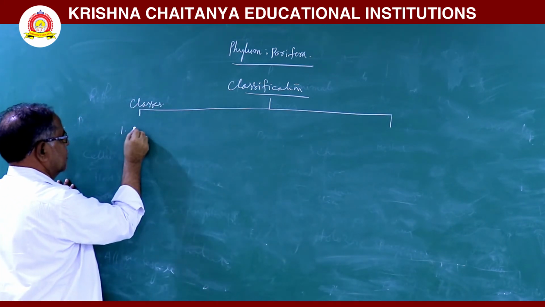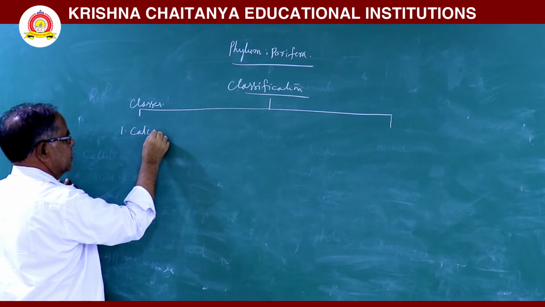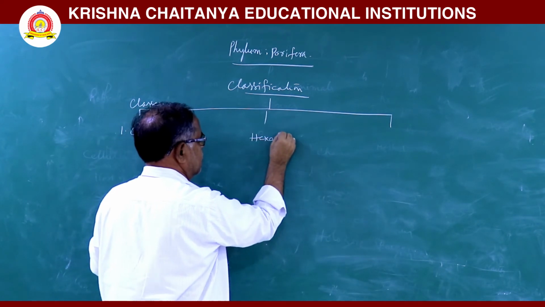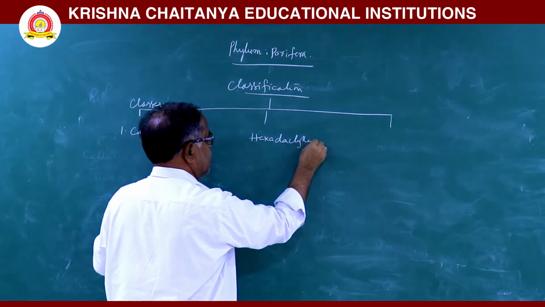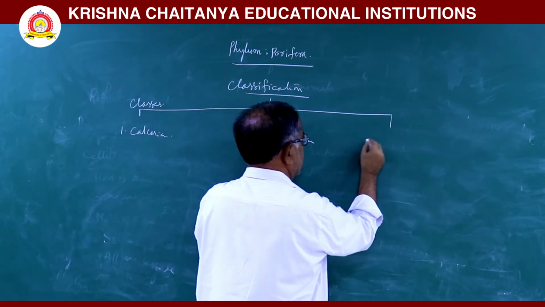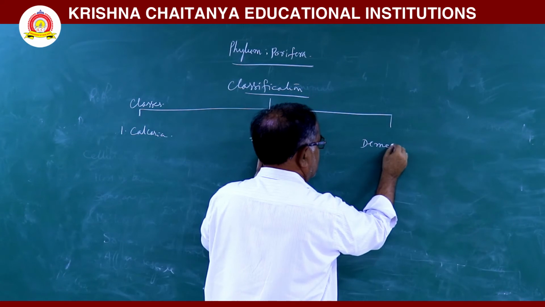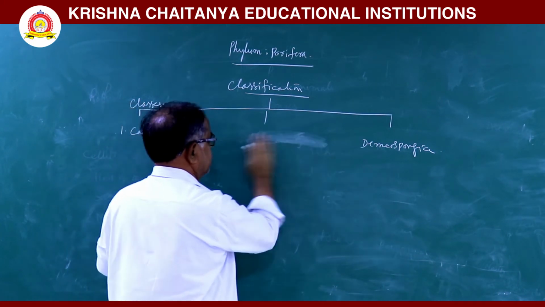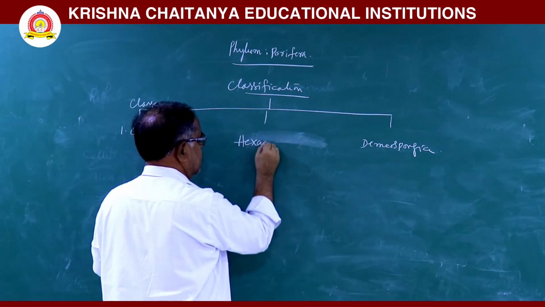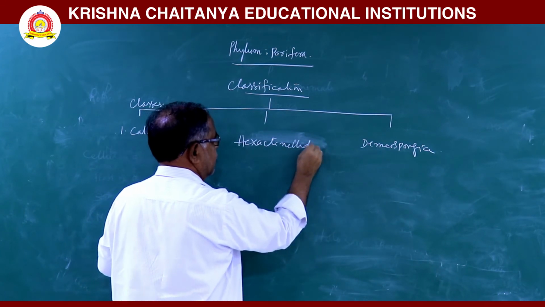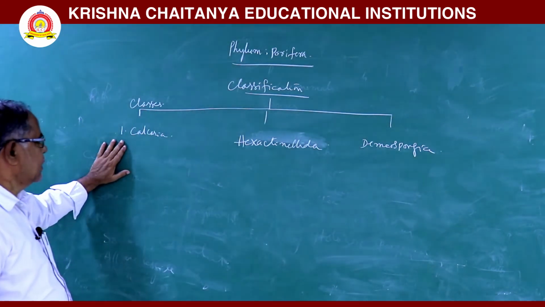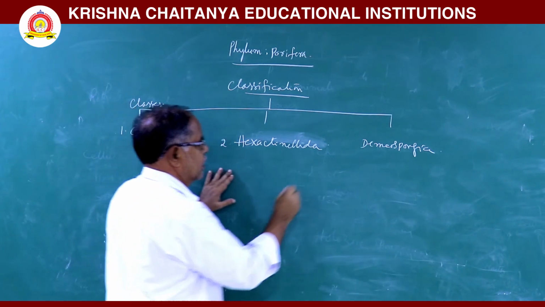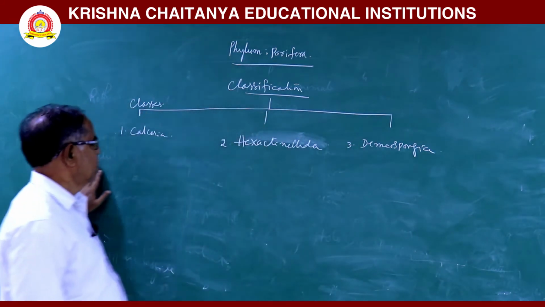One is Calcarea. Second one is Hexactinellida. Next, Demospongia. First class is Calcarea. Second class is Hexactinellida. Third class is Demospongia.